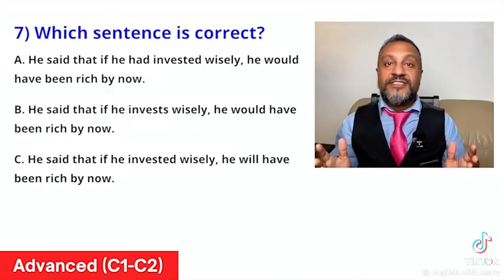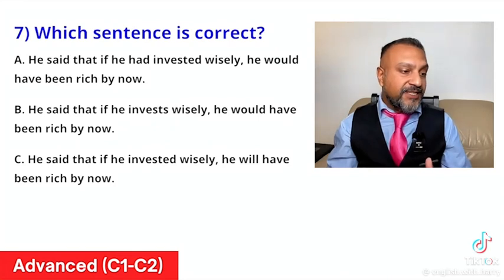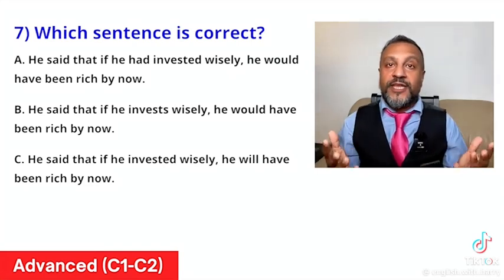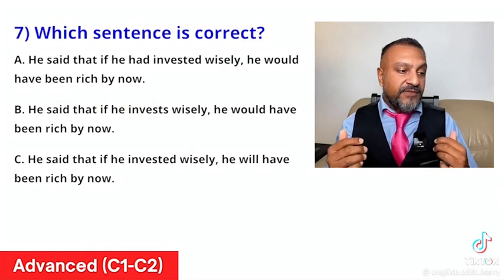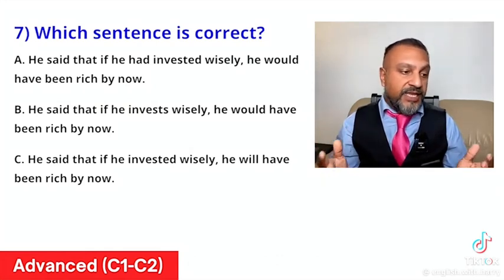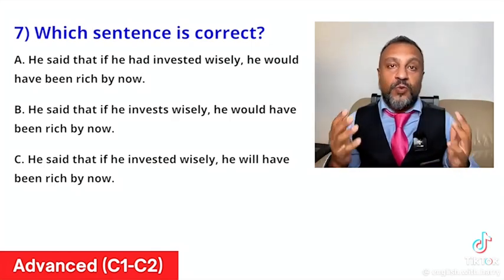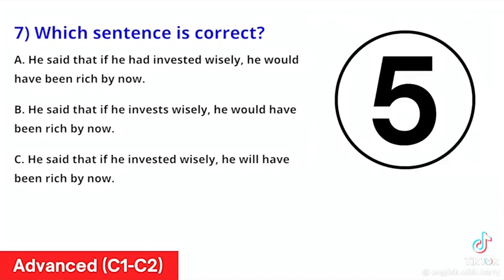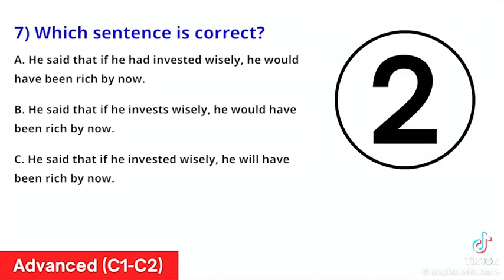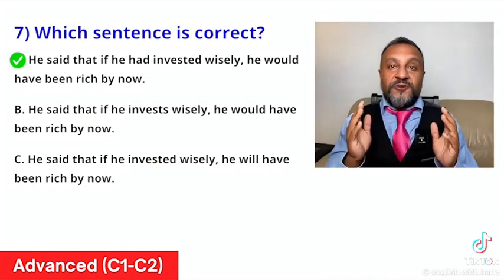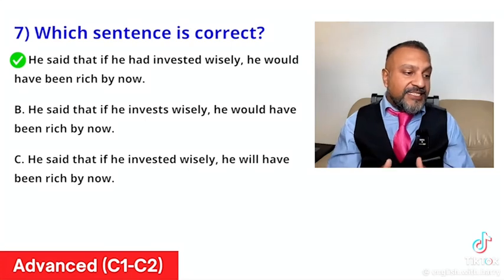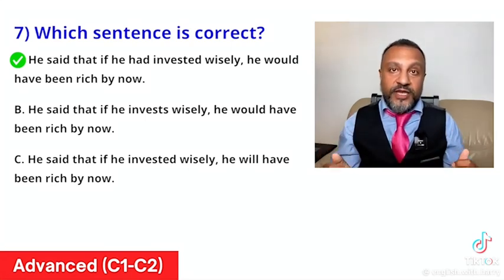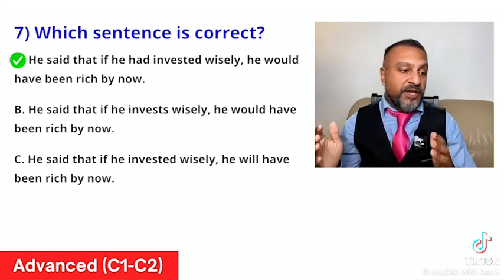Which sentence is correct? He said that if he had invested wisely, he would have been rich by now. He said that if he invests wisely, he would have been rich by now. He said that if he invested wisely, he will have been rich by now. The correct answer is, he said that if he had invested wisely, he would have been rich by now.